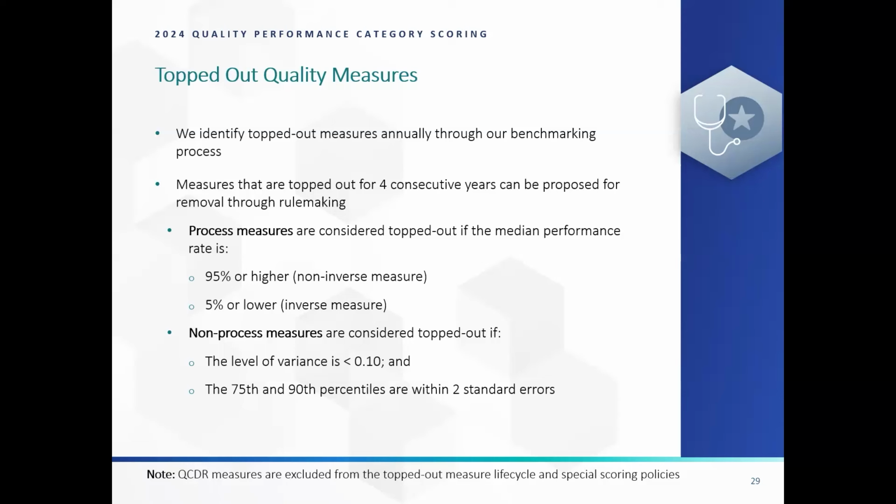This is for non-inverse measures, or 5% or lower for inverse measures. Non-process measures are considered topped out if the level of variance is less than 0.10 and the 75th and 90th percentiles are within 2 standard errors. Next slide, please.